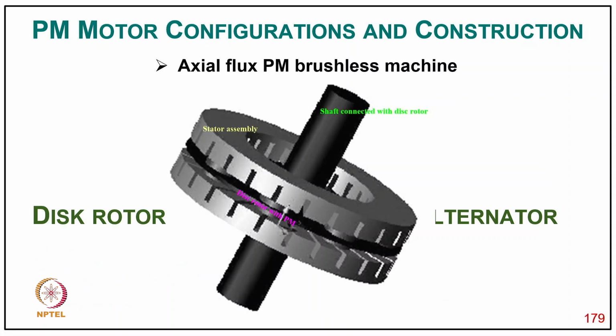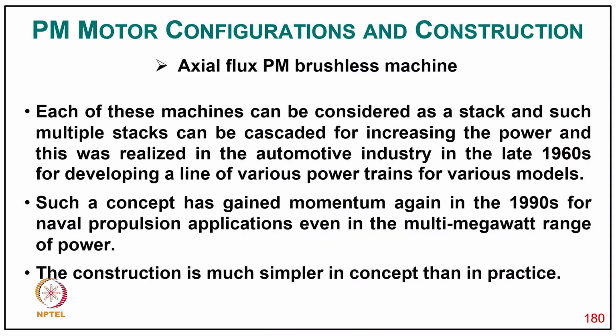And the disc motor is used for alternators, typically where the magnet is a disc form in between. So there is virtually no ferromagnetic material on the rotor. It's only a disc of synthetic bonded permanent magnet material, rare earth material. So each of these machines can be considered a stack, and multiple stacks can be cascaded for increasing the power, and that is why automobile industries realized it in the late 1960s for developing a line of various powertrains for various models. Such a concept gained momentum again in the 1990s for naval propulsion application, even in the multi-megawatt range of power, and construction is much simpler in concept than in practice.